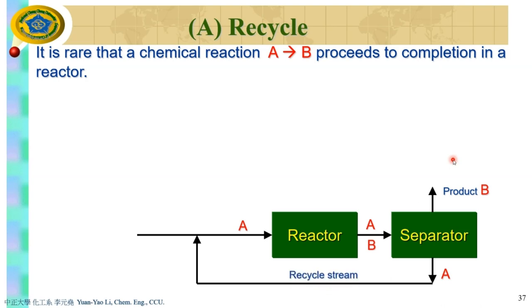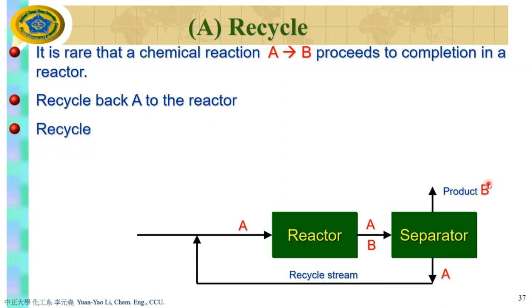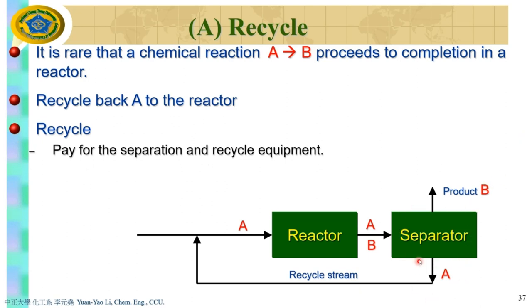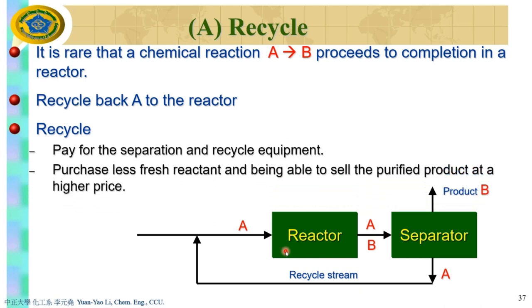Another example. So this is what we call a recycle stream. In this course, what we need to understand is this recycle stream. This is the input stream, right? This is the output stream. So to recycle A back to the reactor, we have to pay for separation. You need to pay for this separation and recycle equipment. However, it might be cheaper to build another reactor, a very big reactor, or to wait for 1 day instead of 10 minutes. So you purchase fresh reactants, right? You have A fed into the recycle stream, and you are able to sell the purified products at a higher price. So it's kind of a trade-off. How expensive is this separator? If it is very cheap, of course you use the separator, right?